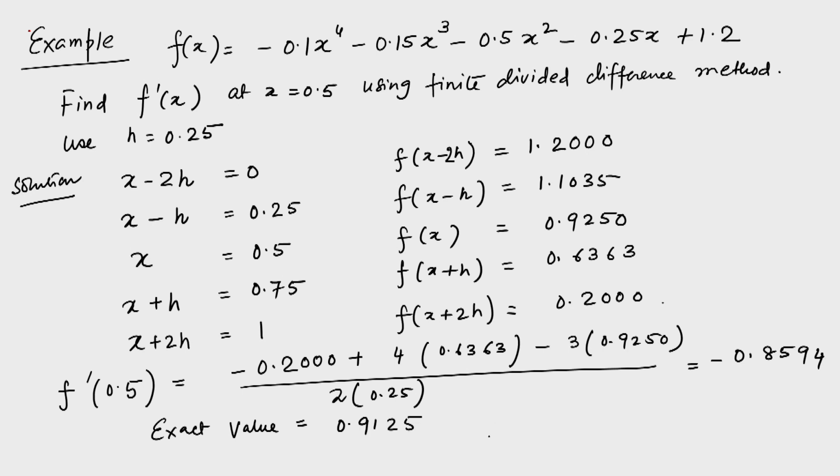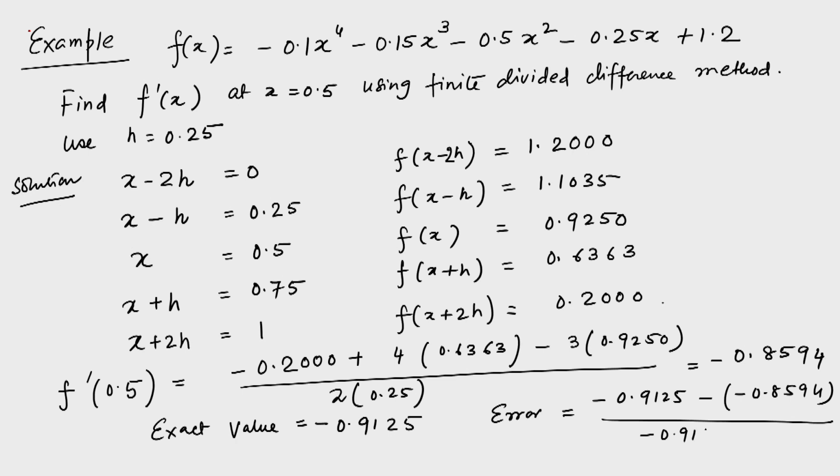If you want to calculate the error, this is like minus, which I should not forget. So, it is minus 0.9125 minus of minus 0.8594, divided by minus 0.9125, and if you want to convert it into percentage, this comes out as 5.82%.